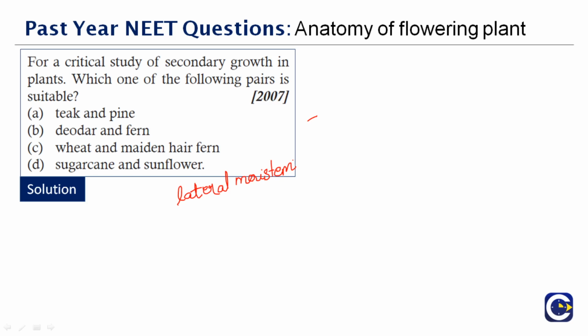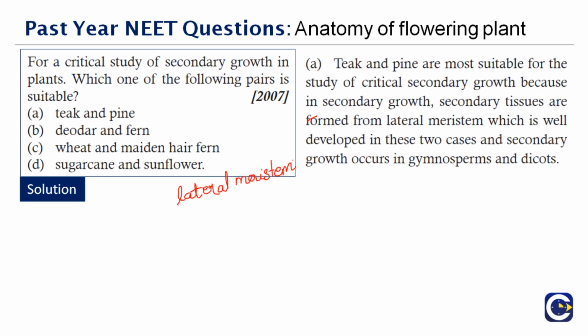Therefore, when we talk about secondary growth, which pair will be suitable? It is option A, teak and pine. And this secondary growth, which is from the lateral meristem, makes them suitable for learning purposes.